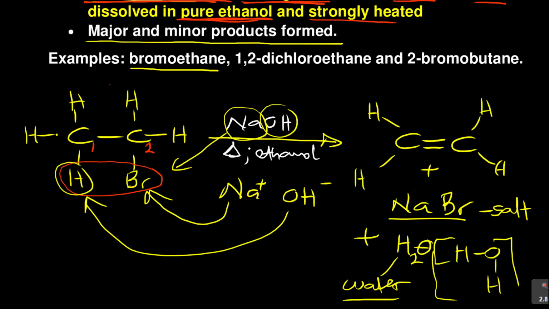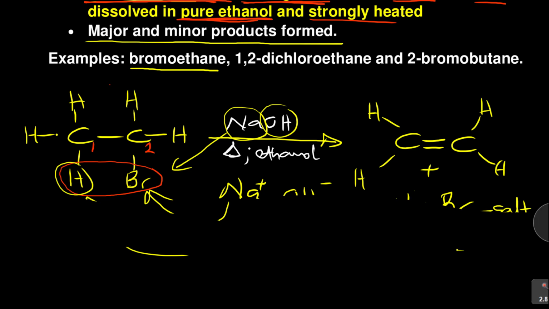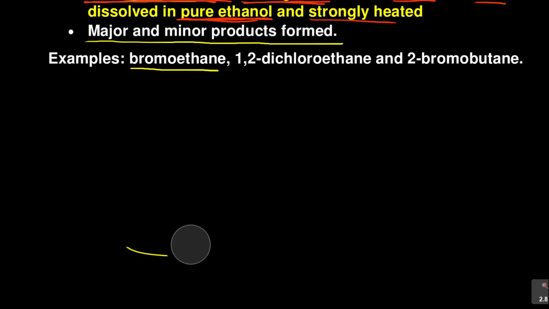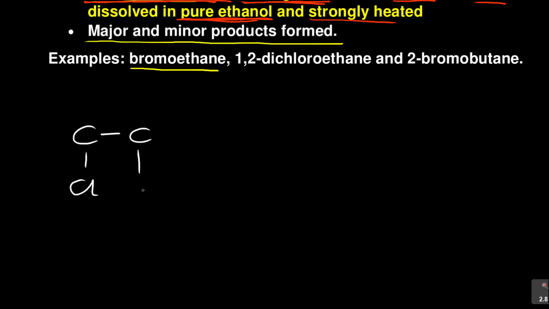Alright, let's try another one. Another one that we have is 1,2-dichloroethane. Look at this, 1,2-dichloroethane. How does it look? It looks like this. There is chloro, there is chloro. That's a 1,2-dichloroethane.